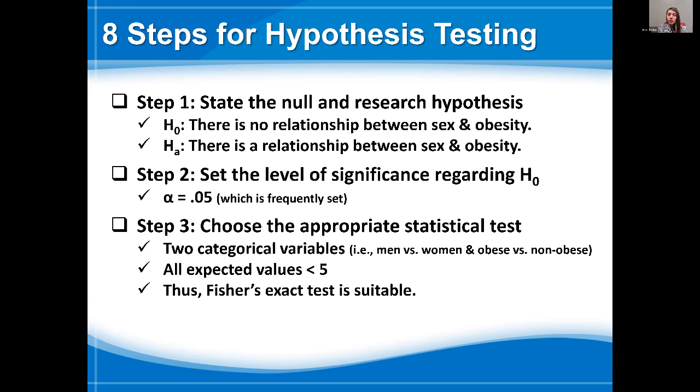Step 3, choose the appropriate statistical test. We said that we have two categorical variables, men, women, and obese versus non-obese. All expected values, as you will see later in SPSS, are less than 5. Therefore, based on the table that I showed you earlier, Fisher's exact test is suitable.